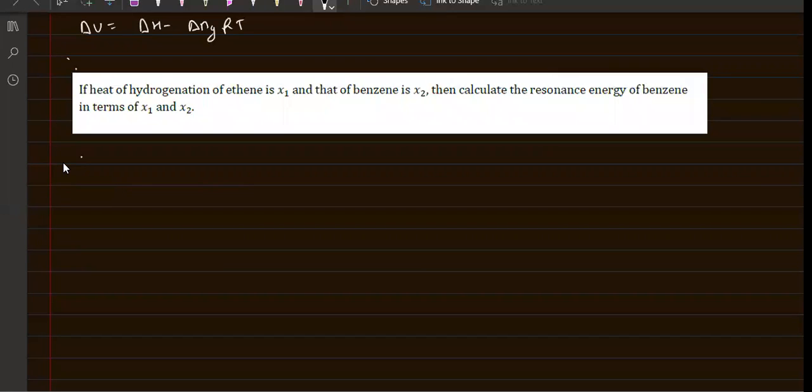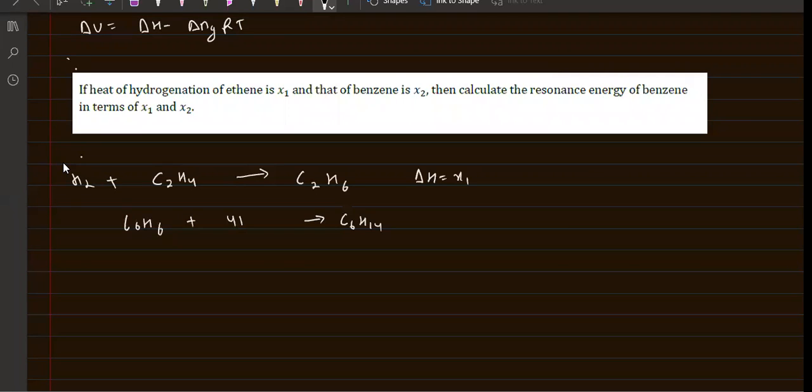So it's quite easy. Just write the reaction first. Heat of addition of ethene. What is ethene? Ethene was C2H4 gives C2H6. Two hydrogen is added, so it will be H2 plus. Okay. Delta H is X1. And for benzene, which is C6H6 plus. Now this is C6H6, so it is C6H14. So how many hydrogen is added? You have 4 H2.